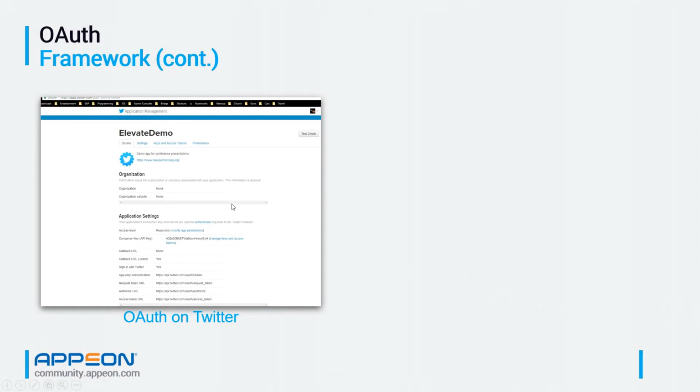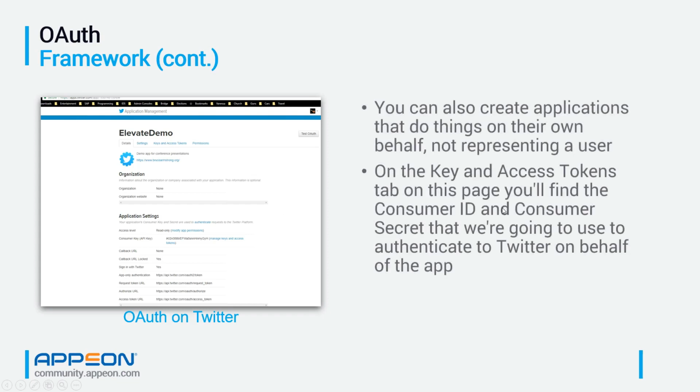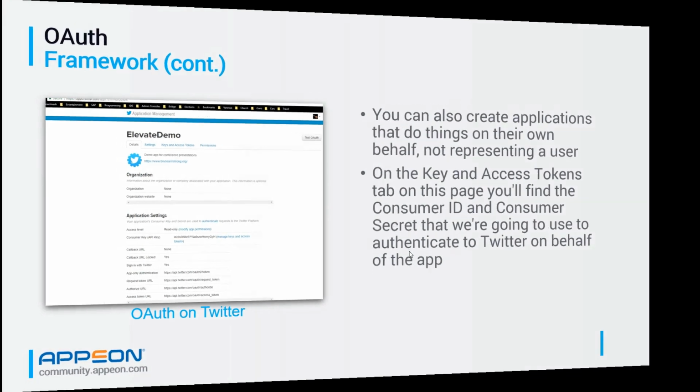So this is what the apps.twitter.com page looks like. I've gone in and created this sample application called Elevate Demo. There's several tabs up here. This third tab says Keys and Access Tokens. Once you've created the app, that's where you go to get the ID and key that you're going to use to access Twitter from the application.